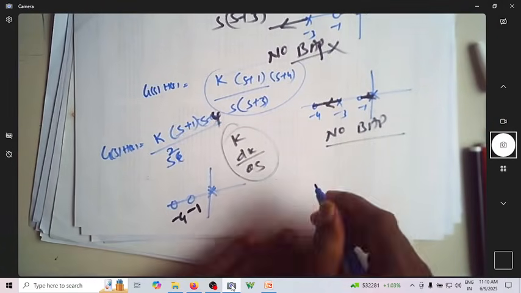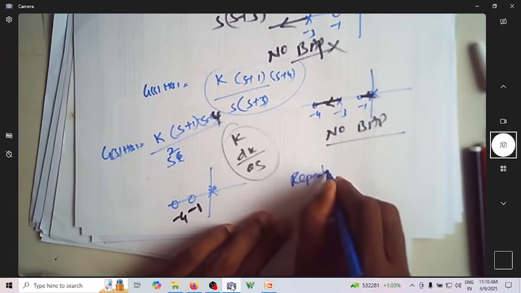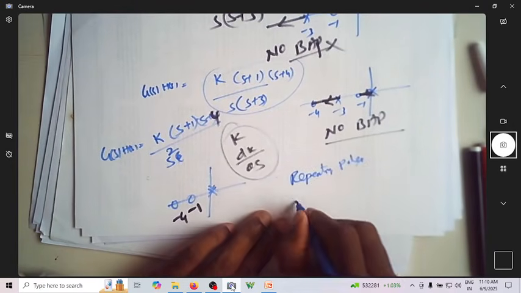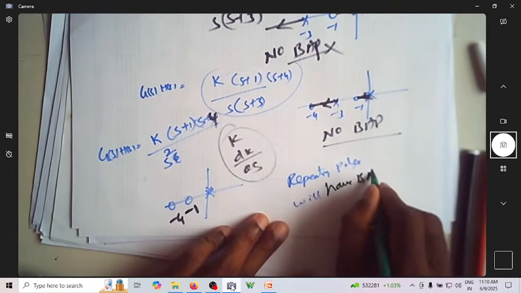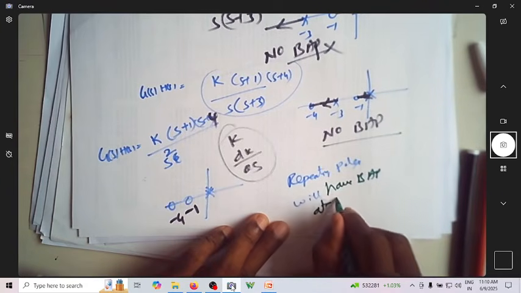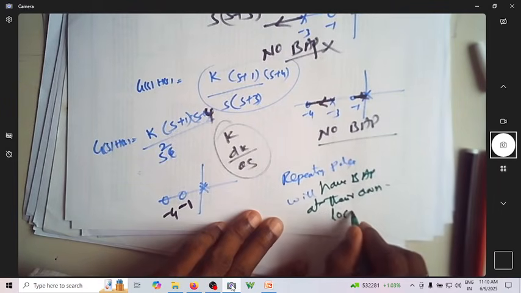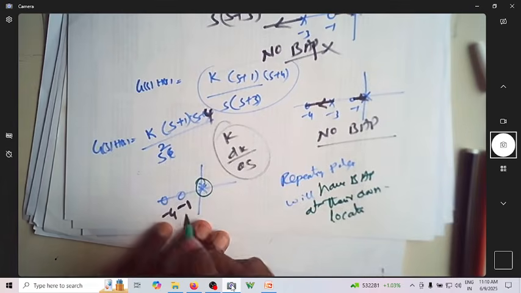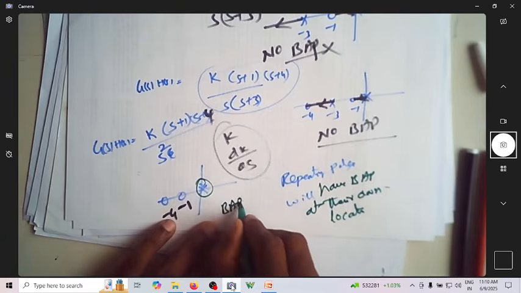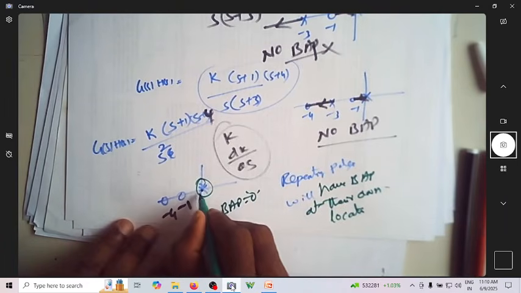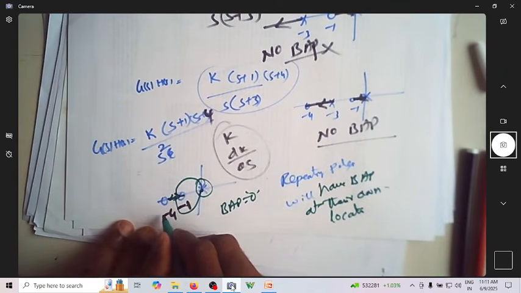One more important point is that whenever you have repeating poles, they will have a breakaway point at their own location. So where are the repeating poles? At 0, at the origin, so it breaks there itself. One of the BAPs is 0, and once it breaks, it has to come here. They have to meet somewhere between 0 and minus 1 and minus 4.